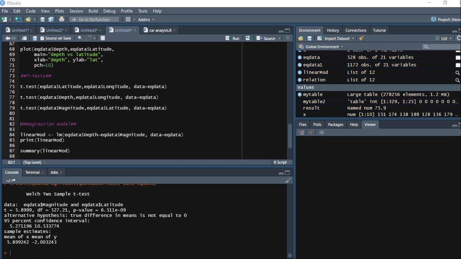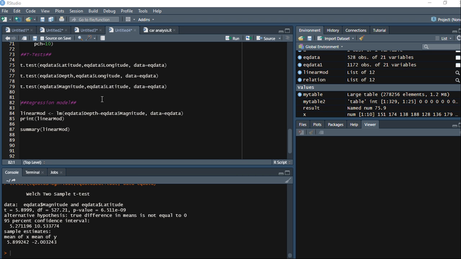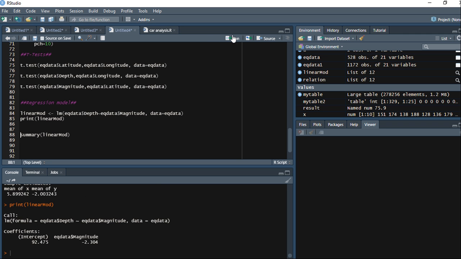Moving on, the next is a regression model. I have created a regression model between depth and magnitude. This basically builds a linear regression model on the full data. Let's have a look at that. Here it is. The coefficients are the intercept, 92.475, and the magnitude, minus 2.304.